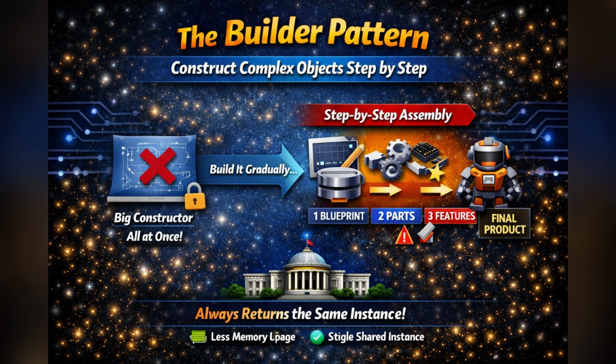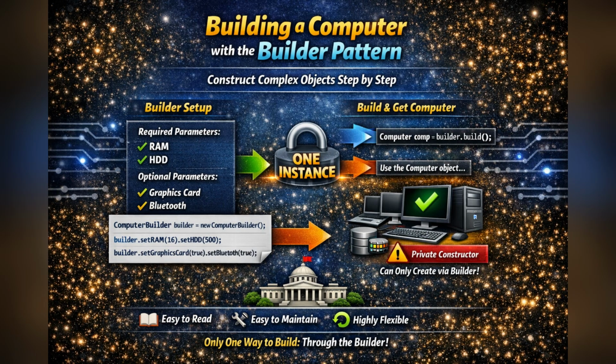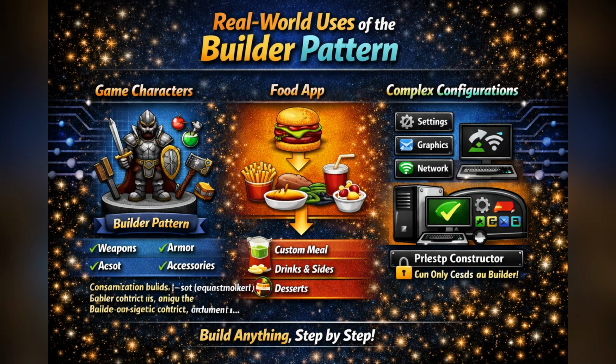Now let's look at the builder pattern. This pattern is used to construct complex objects step by step. Instead of creating an object in one big constructor, we build it gradually. In this example, we're building a computer object. We specify required parameters like RAM and HDD, optional parameters like graphics card and Bluetooth, then we call the build method. This makes the code easy to read, easy to maintain, more flexible also. The constructor is private, so objects can only be created through the builder. Builder pattern is very useful in real-world scenarios like creating game characters with weapons and accessories, building meals in a food app, configuring complex objects with many options.